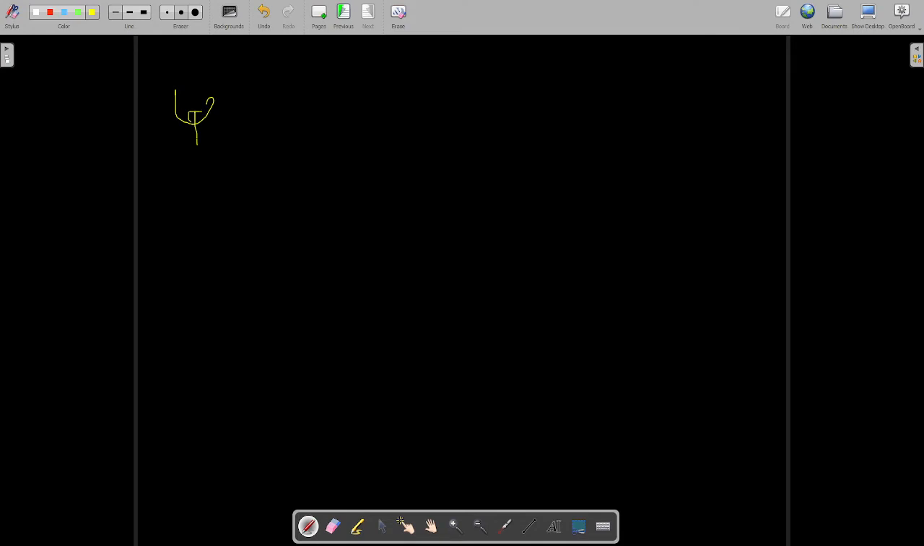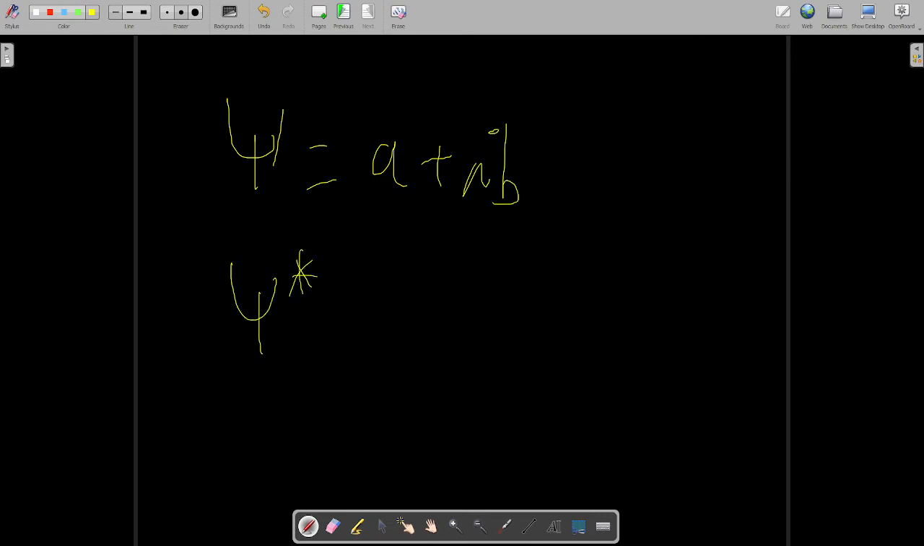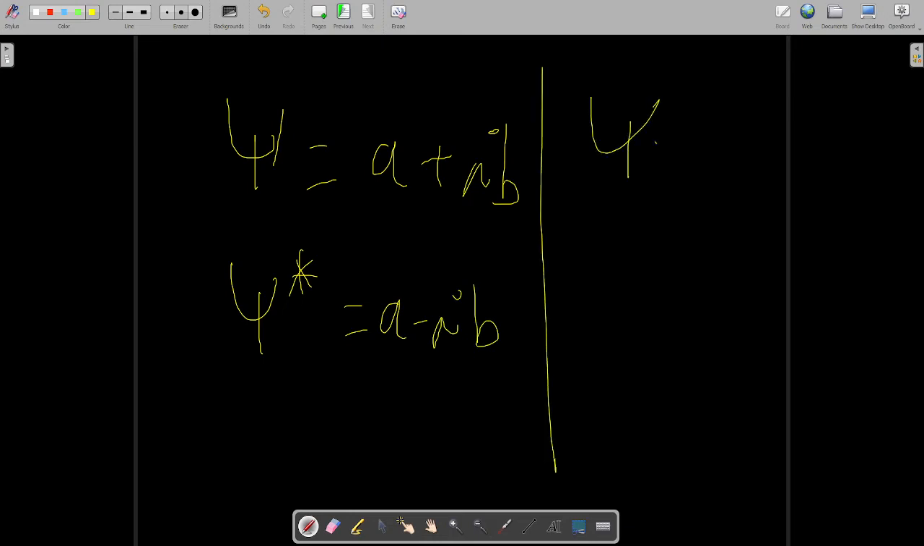Suppose I have this with me. Let us assume hypothetical numbers, very hypothetical, a plus ib. If I find its conjugate, then it will be equal to a minus ib. Now suppose I say that psi is equal to a only, then psi star will also be equal to a only, because the i term is not at all present in it. So how will you replace i with minus i?